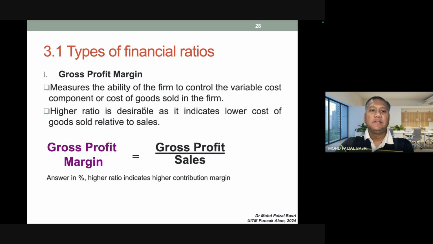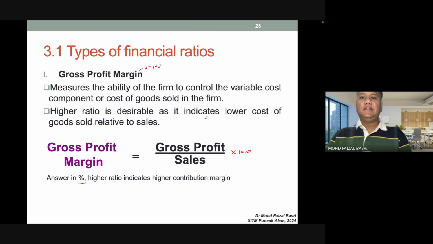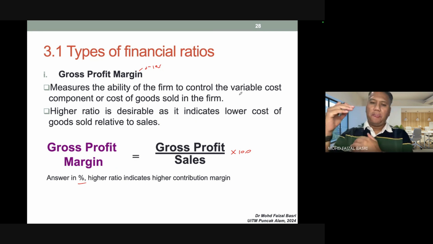So the first one is gross profit margin. So like I said, the margin ni tadi sales. So formula dia gross profit bagi sales. Okay, since the answer is in percentage, darab dengan 100 lah. Gross profit bagi dengan sales. So the higher the ratio, the better, as it indicates lower cost of goods sold relative to sales. So maknanya daripada jumlah sales yang kita generate, kita nak tengok berapa persen yang jadi gross profit. Okay, so maknanya kalau ratio dia tinggi, it indicates that majority of income yang kita masuk akan converted into gross profit sebab kita punya cost of sales tu rendah.